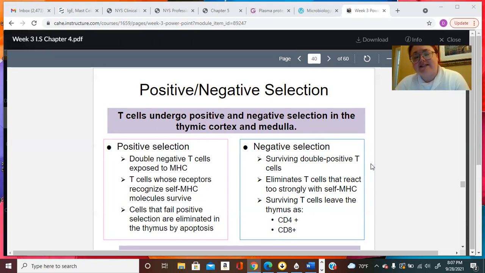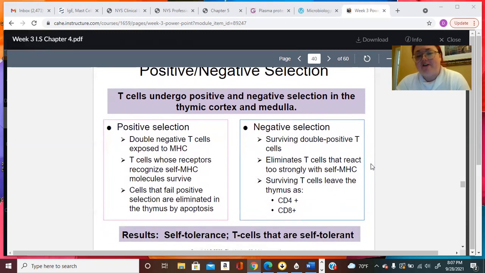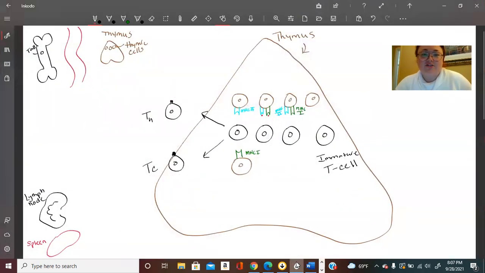And really what this is, it's a process of self-tolerance. Okay, we want to make sure that when we send these T cells out into our bodies, they're capable of tolerating all of the host cells and not tolerating any foreign cells. So what I want to do quickly is bring up a little picture I already drew to save time, and show you what this looks like. Otherwise, the idea of positive and negative selection can be a little confusing.